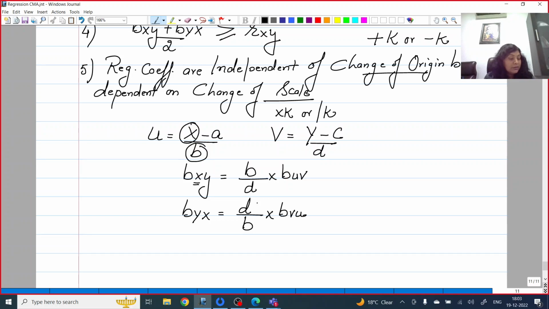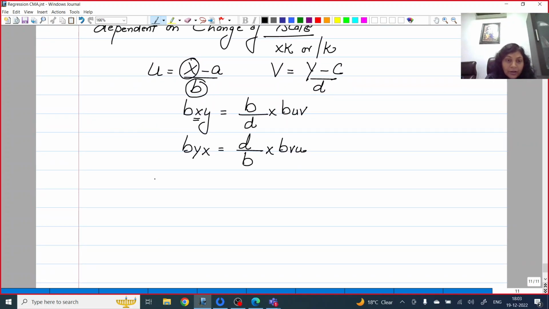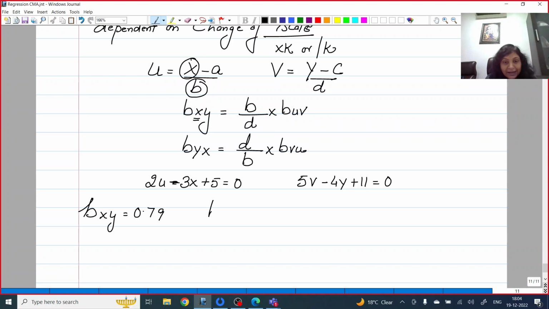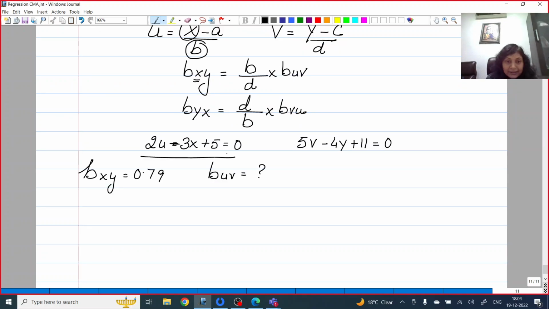Now suppose we'll take one example. Suppose we have been given 2u minus 3x plus 5 equals 0, and 5v minus 4y plus 11 equals 0. If regression coefficient of xy is 0.79, find regression coefficient of uv. So first, in this case, take u on the left hand side and the remaining equation on the right hand side.